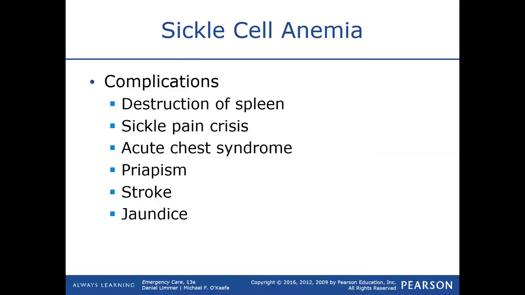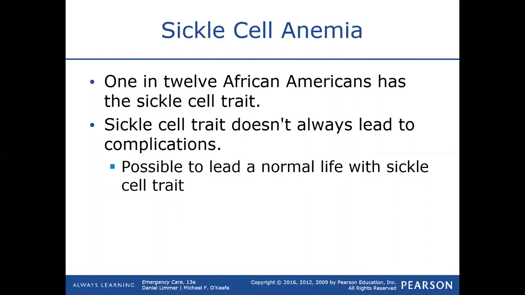But in sickle cell, you can also see the priapism as well, because those red blood cells can get stuck in the penis and cause it to be hard and not go away because all those red blood cells, the sickle cells, are stuck. Okay, they say 1 in 12 African Americans has the sickle cell trait, but it does not always lead to complications. So they can lead a normal life.